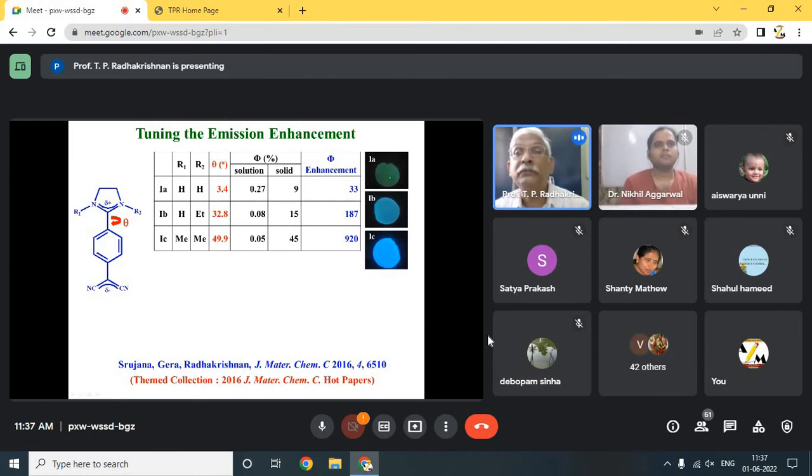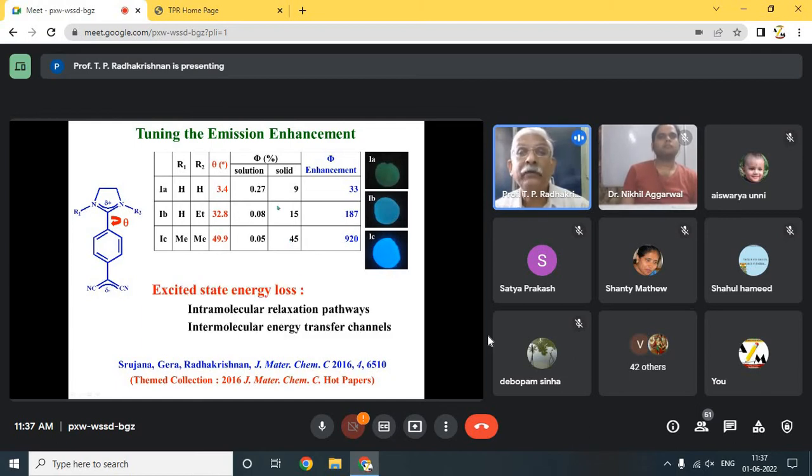This is the picture of this material in the solid state, amorphous. Very weak, almost greenish fluorescence. You put one ethyl group, the situation changes. There is a larger twist angle, you get large enhancement. You make two methyl groups, there is more steric hindrance. You get a much bigger twist angle, you get much bigger enhancement.